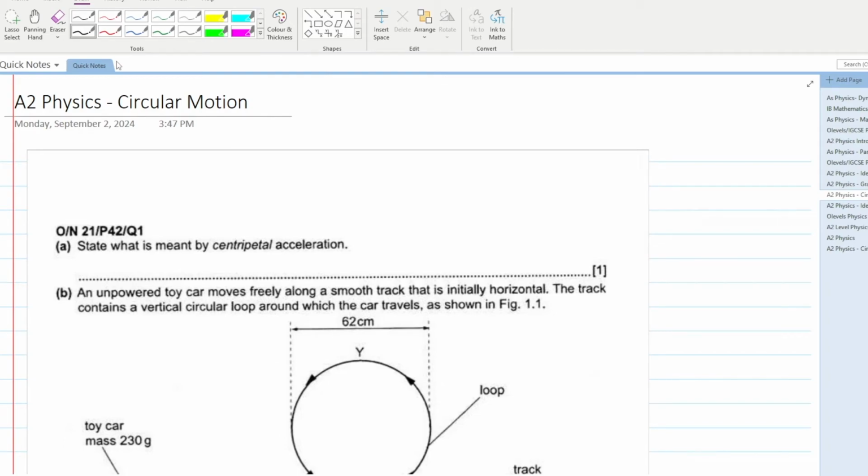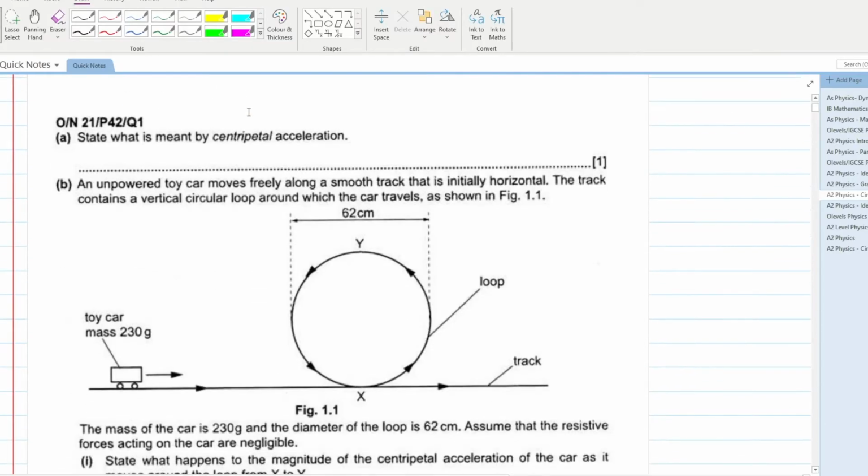Okay students, so let's get started with A2 physics topical past papers for circular motion. First of all, state what is meant by centripetal acceleration. Kabhi bhi ek mark ka sawaal aata hai in which you are asked about centripetal acceleration. How will you write that?